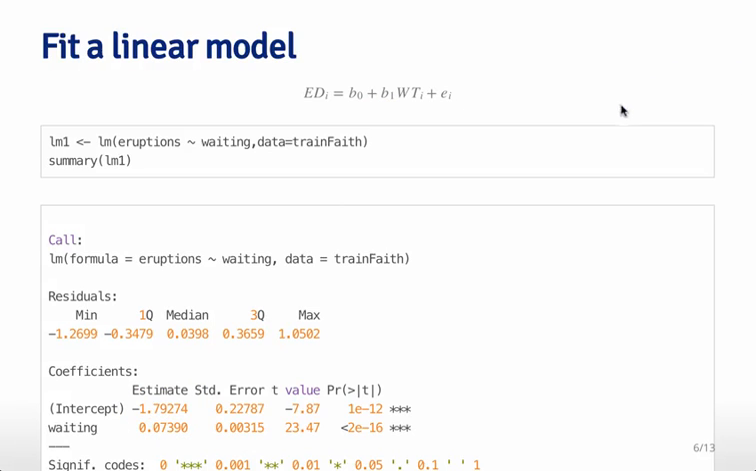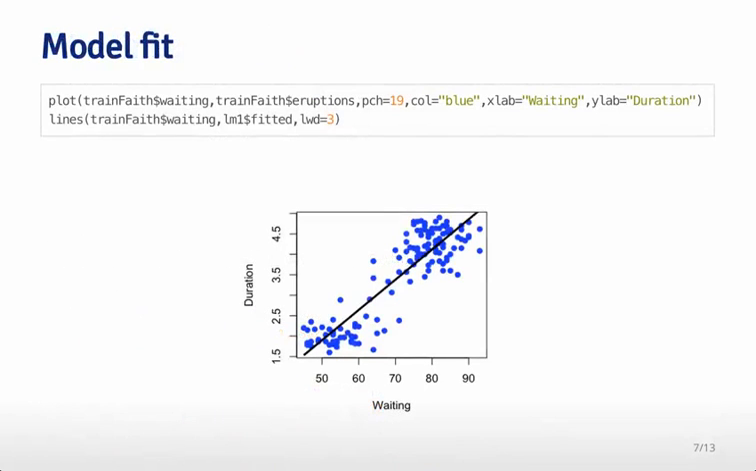And so if we get a new prediction, we just add minus 1.79 plus 0.073 times whatever our new waiting time is, and that produces our new prediction for the expected duration. So this is what the model fit looks like. Again, I'm plotting the training set, the waiting times versus the eruptions, and then I plot the fitted values. The way I do that is I can extract that from the linear model object: lm1$fitted will give me the fitted values. And then I plot that versus the predictor variable that I use to predict the values.